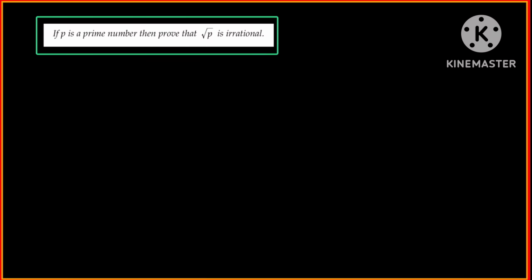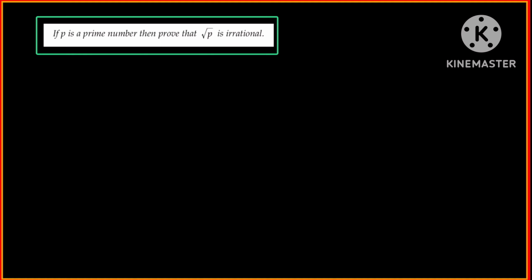In this video I am going to discuss one of the important theorems. If p is a prime number, then prove that square root of p is also irrational. I am going to prove this statement by using the contradiction method.